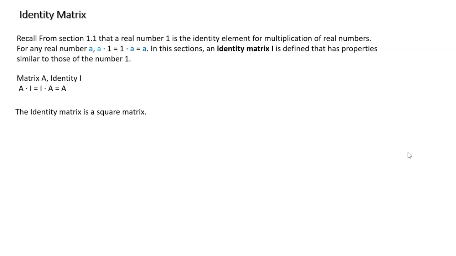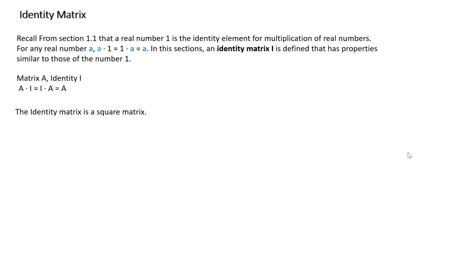Now comes the identity matrix. Okay, recall from section 1.1 that the real number 1 is the identity element for multiplication of real numbers. For example, for any real number a, a times 1 is the same thing as 1 times a, which is equal to a. That's why 1 is called the identity element for multiplication.